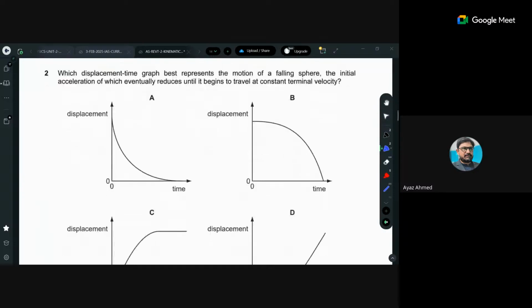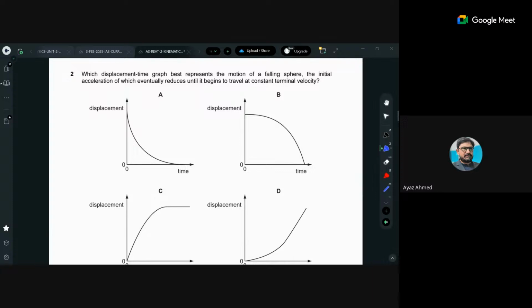So moving on to the next one. This question is basically: which displacement time graph best represents the motion of the falling sphere, the initial acceleration of which eventually reduces until it begins to travel at constant terminal velocity? All the graphs are displacement time graphs. In displacement time graphs, the gradient is equal to velocity, and if the gradient is increasing, then we have to talk about the acceleration. Simply speaking, for terminal velocity, the behavior of velocity would be something like this.